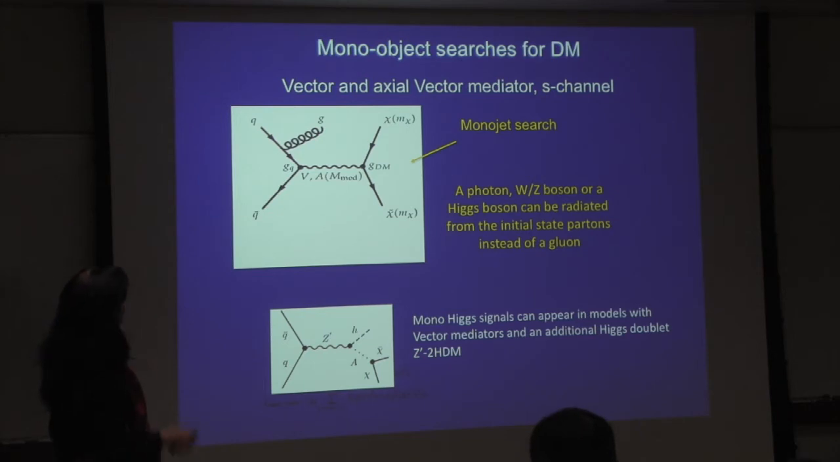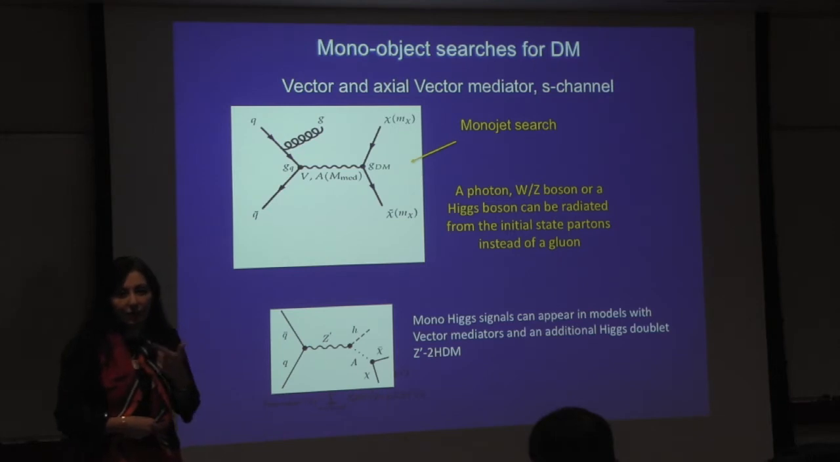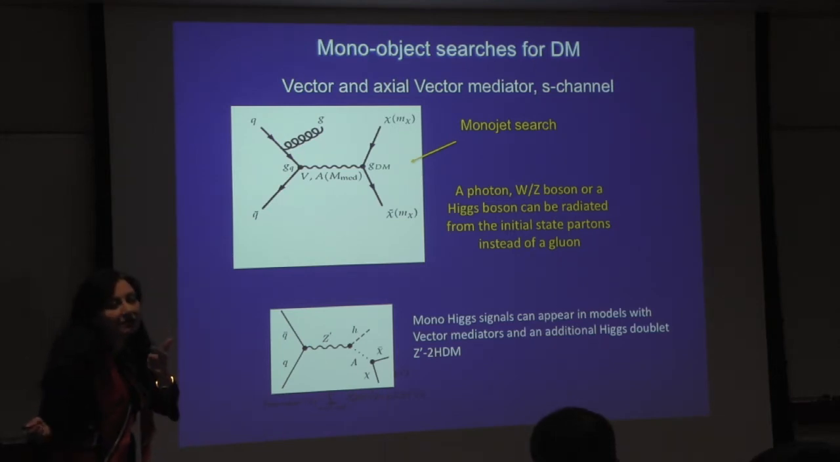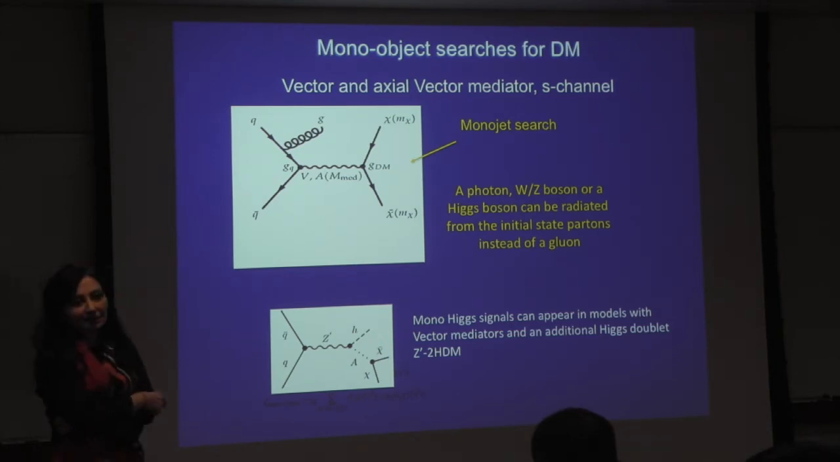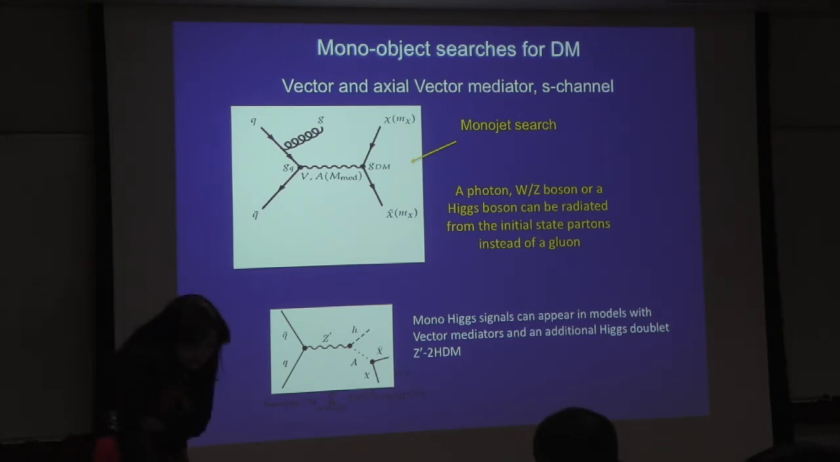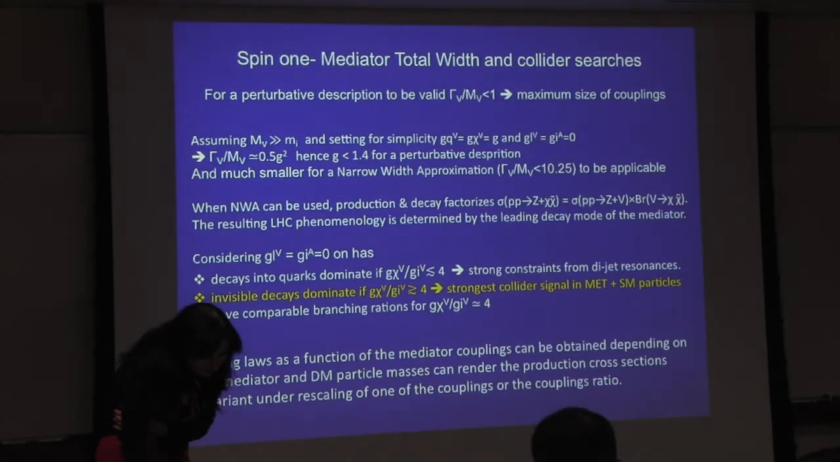So this is the one with the axial vector. Again, the monoshed ends up being the most important. This is the vector axial vector mediator. This is the mono Higgs signal that I was saying, for example, this is a very cute model from one of my colleagues at Chicago, where you have an extra U1 and a two Higgs doublet model. Okay, so there is a Z prime two Higgs doublet model, and then you can have nice mono Higgs analysis.